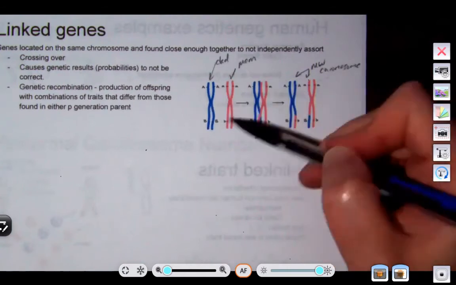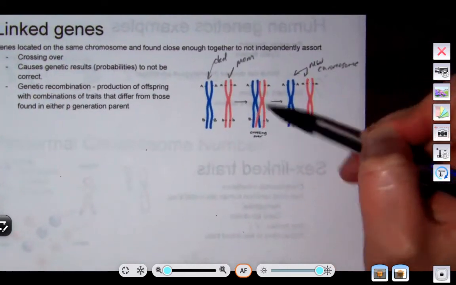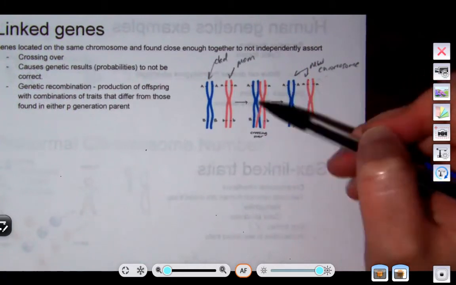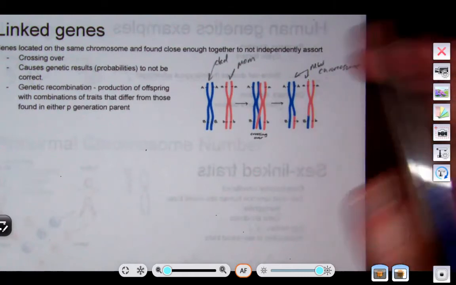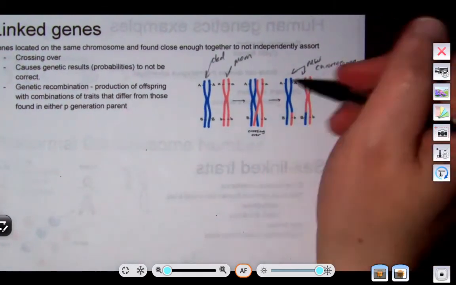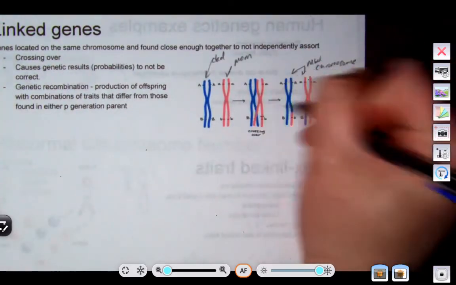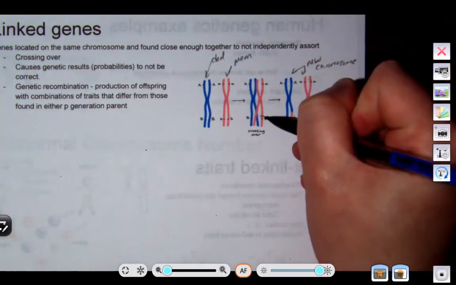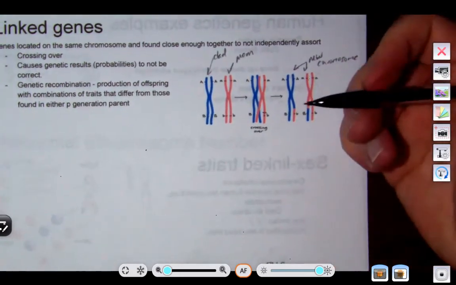What happens with linked genes is during crossing over, because Mendel explained independent assortment, these things shouldn't be connected. But sometimes genes are really, really close together. And so if a gene is right next to the B, it's much harder to swap it over separately. And so they get swapped together, and we call these linked genes.